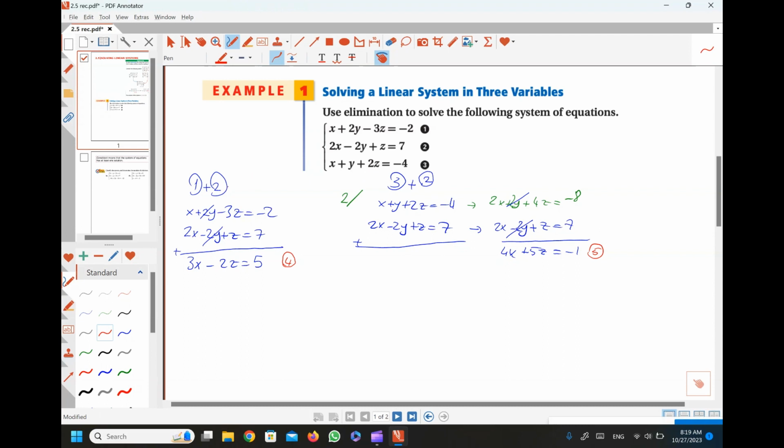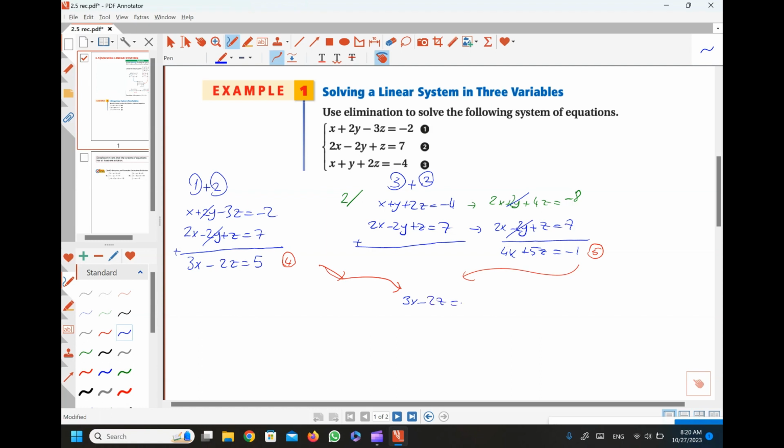Okay, we used 1 and 2, we generated equation 4. We used equation 3 and 2, generated equation 5. Now let's use them together, equation 4 and 5. We reduced our 3 by 3 system to a 2 by 2 system. Until this step, everything was new. But after this step, you know what to do. You solve them and eliminate one more variable.